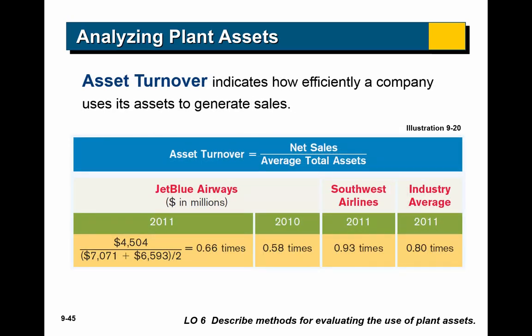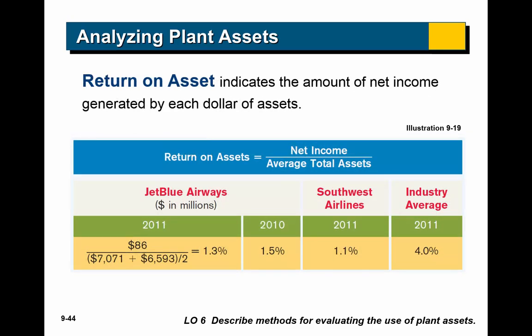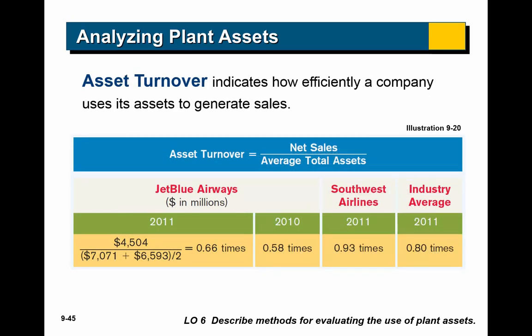The second is called asset turnover, which is our net sales divided by our average total assets. So just like the return on assets, except instead of net income, we're using our sales.